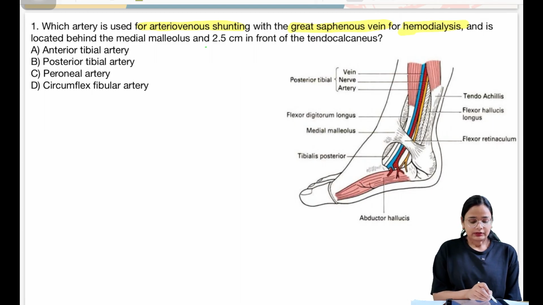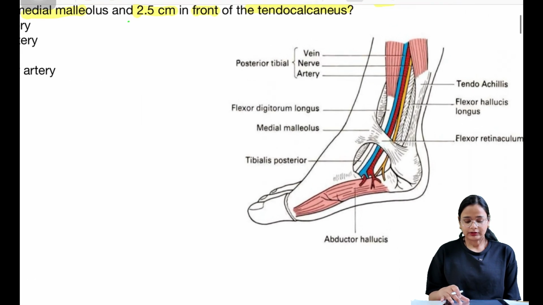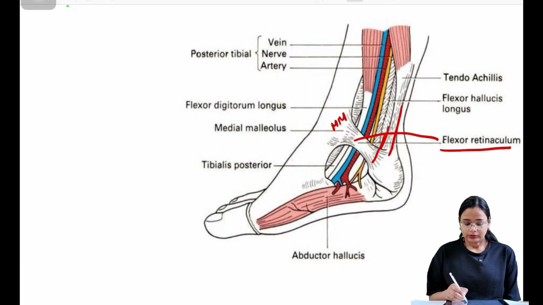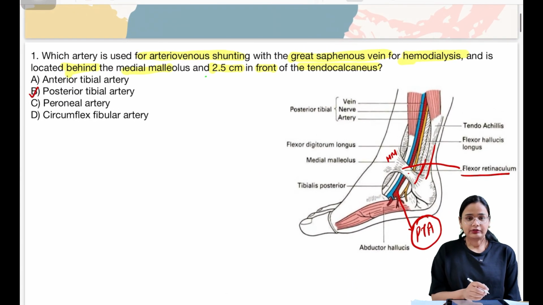Okay, and it is located behind the medial malleolus and 2.5 centimeter in front of the tendocalcaneus. So here I have brought one image, you can see here, this is our medial malleolus and this is that tendon they are talking about, the tendocalcaneus. This is our flexor retinaculum, and below the flexor retinaculum the artery mainly present is the posterior tibial artery. So the correct answer is posterior tibial artery.